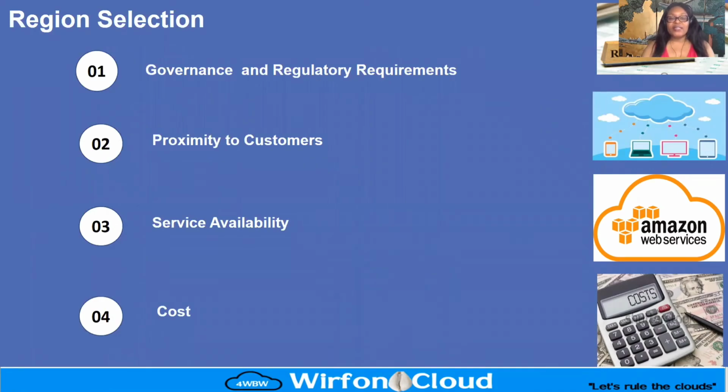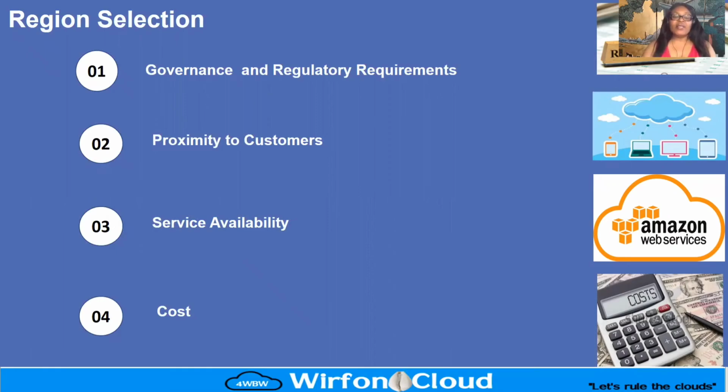The next thing to consider is proximity to customers. I need low latency for my customers. I don't want all my customers in Australia to come back to resources in Frankfurt, because that's going to increase latency and it's going to render my applications slower than what I desire. So as a best practice, choose a region that is closest to your customers so they can enjoy that user experience.